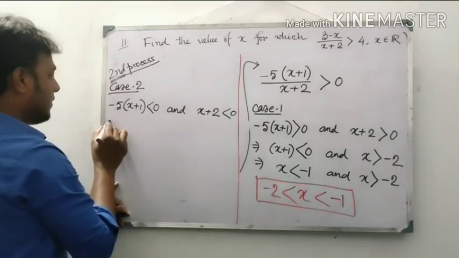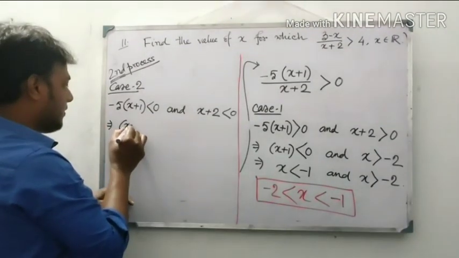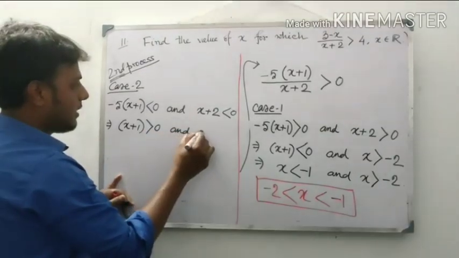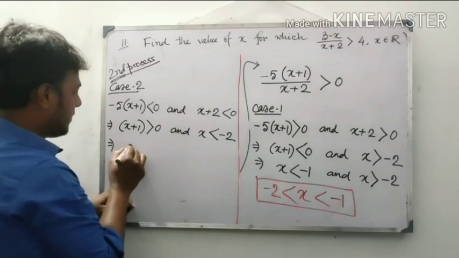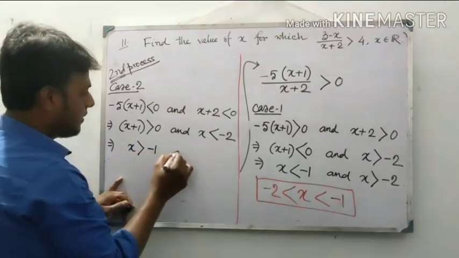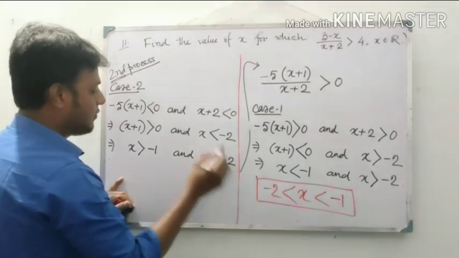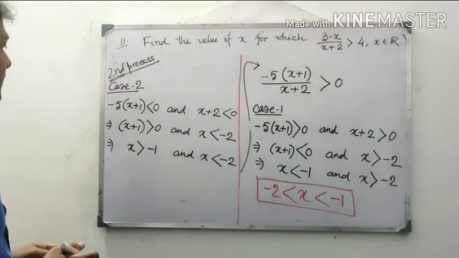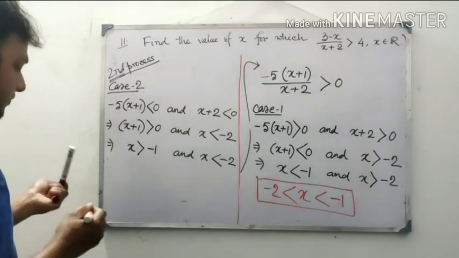Now solving this one, again we have to divide both sides by minus 5. Then the inequality sign will be changed and it will be 0, and this is x less than minus 2. Implies that x is greater than minus 1 and x less than minus 2. This is the part. Now try to combine these two.